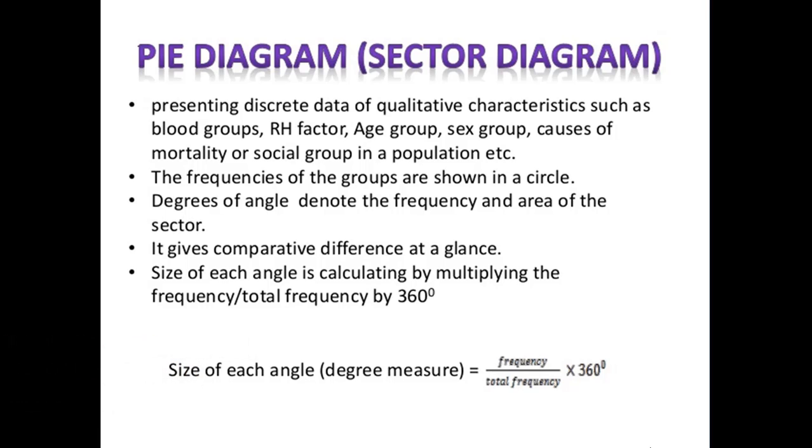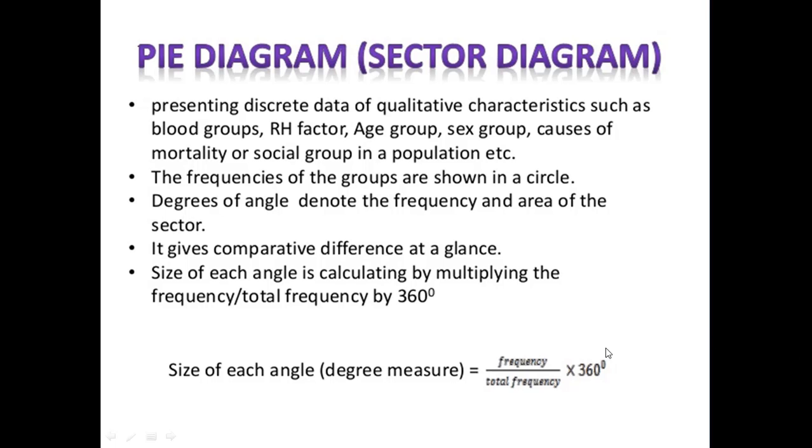Pie diagrams present discrete data of qualitative characteristics such as blood group, RH factor, age group, sex groups, causes of mortality or social groups in a population, etc. The frequencies of the groups are shown in a circle. Degrees of angle denote the frequency and the areas of the sector. It gives the comparative difference at a glance. The size of each angle is calculated by multiplying the frequency divided by the total frequency by 360.